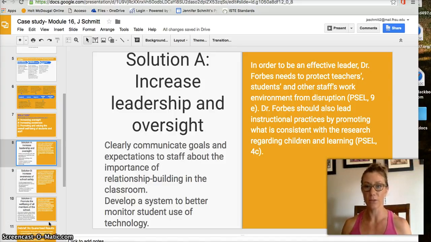In terms of standards, in order to be an effective leader, Dr. Forbes needs to protect teachers, students, and other staff's work environment from disruption, which obviously has arisen in this case. And Dr. Forbes should also lead instructional practices by promoting what's consistent with the research regarding children and learning.